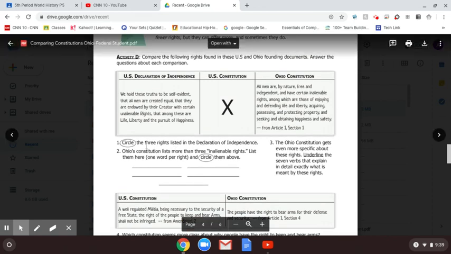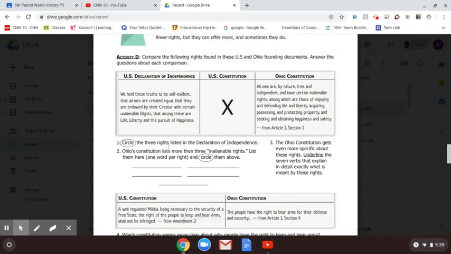All right, so the first part. Circle the 3 rights listed in the Declaration of Independence. So as you're reading this, there's going to be 3 things that are listed as the rights. So go ahead and underline or highlight or circle what those rights are.